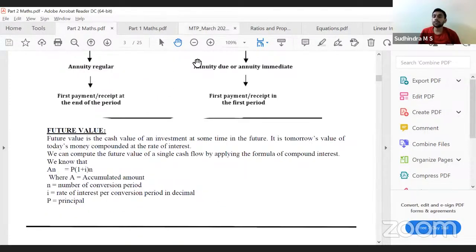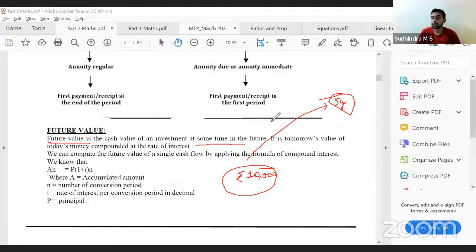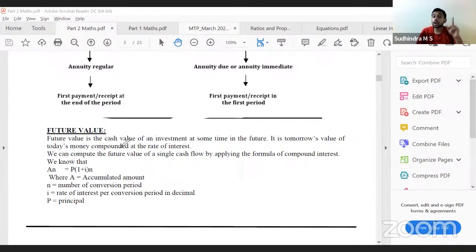Okay, then future value. What is future value? Future value is the value of an investment at some time in future. Now, the value of the investment that I've made now is 10,000. If I want to calculate its value after 5 years, then that is future value. Right? It's tomorrow's value of today's money compounded at the rate of interest. So using compounded rate of interest, we would calculate the future value.